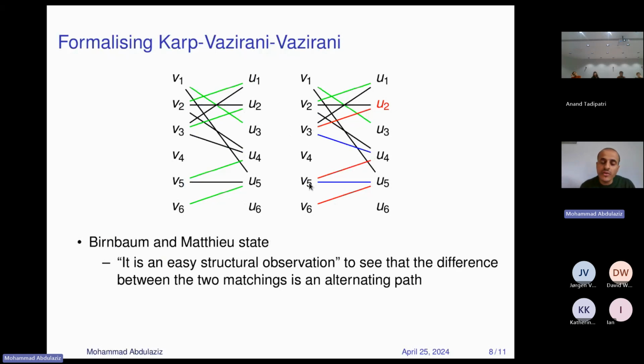And that means that when V5 arrives, it no longer can match to U4, because U4 is now matched to V3 and it's no longer free, so it will be matched to U5. And V6 will be matched to no one because U5 is no longer free.